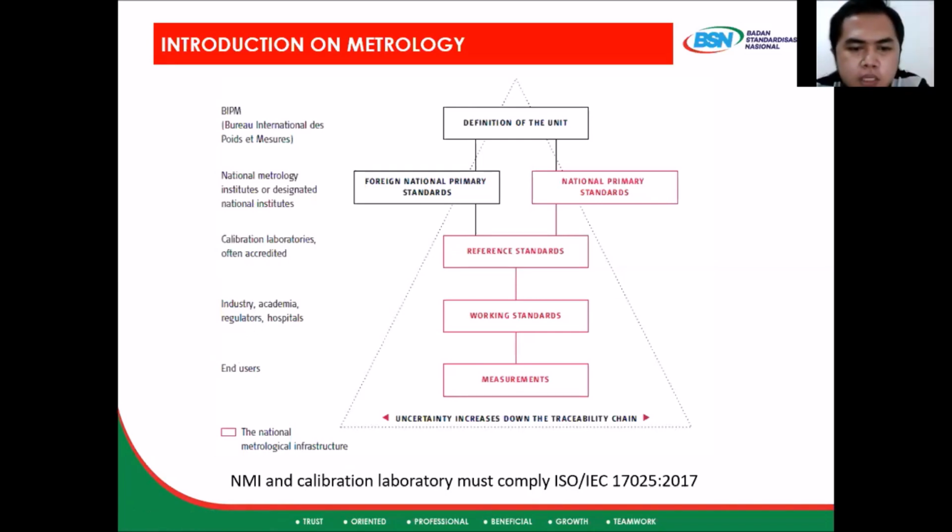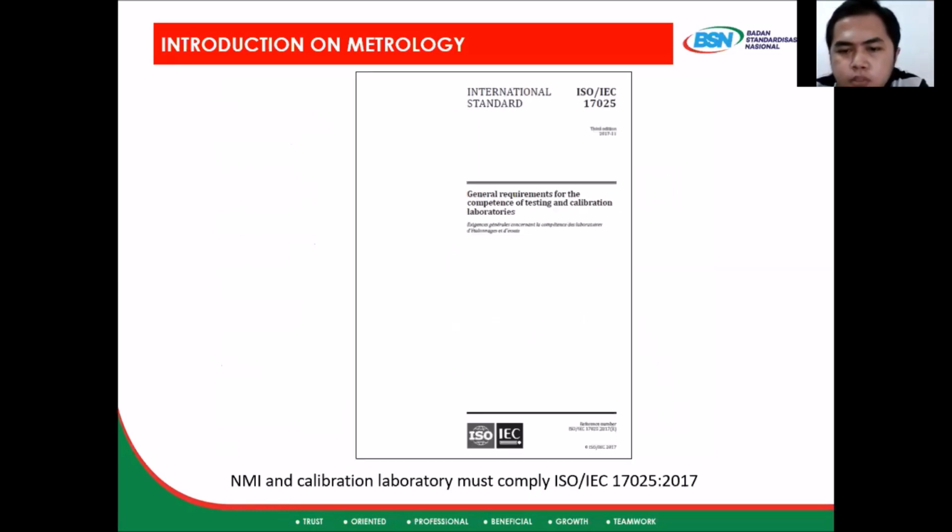NMIs and calibration laboratories must comply with the requirements of ISO/IEC 17025:2017, General requirements for the competence of testing and calibration laboratories. To be accredited, the laboratory must comply with this standard for testing and calibration laboratories. This includes also the calibration for the medical calibration laboratory.